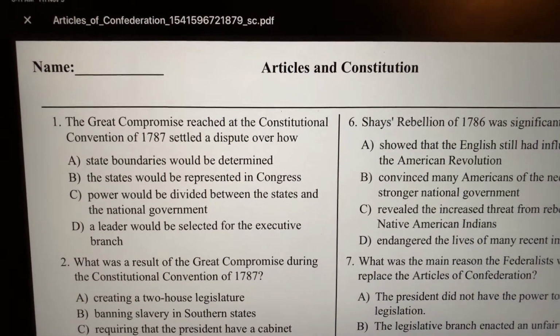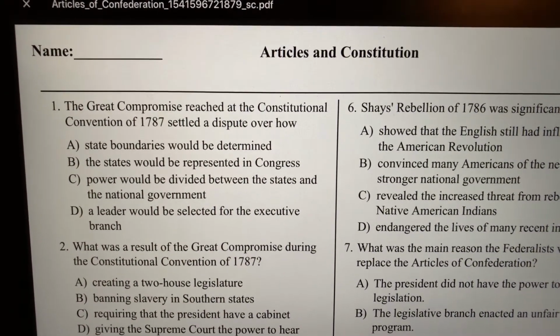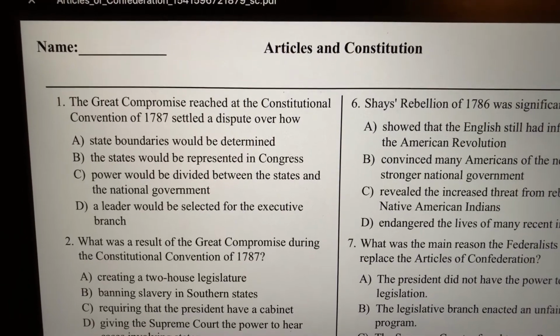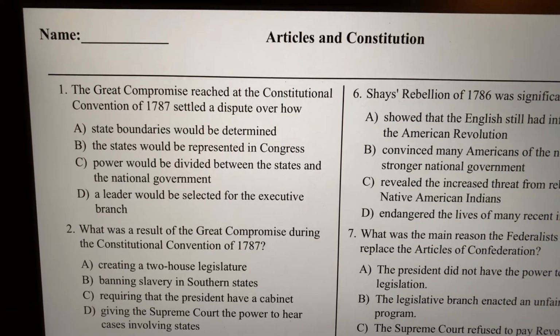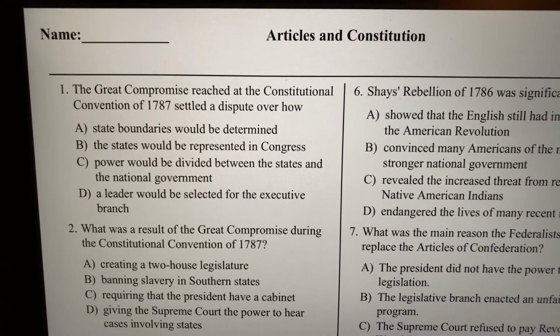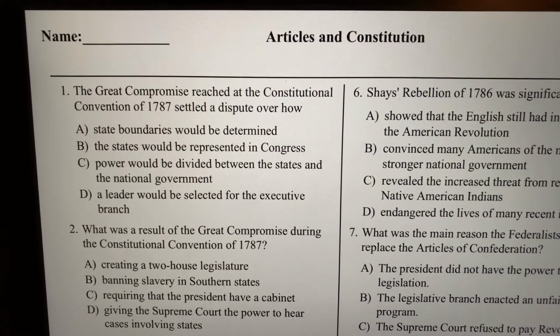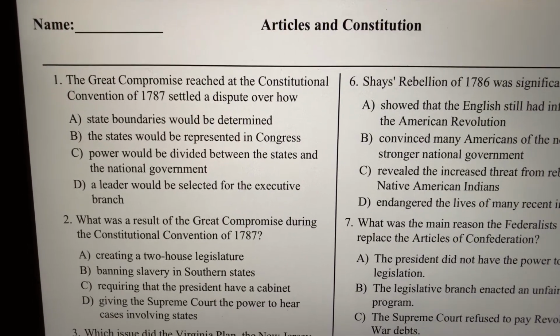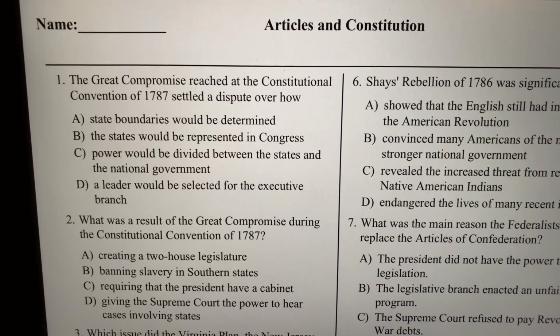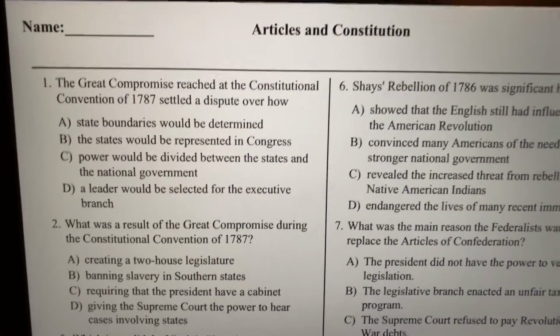Number 1. The Great Compromise reached at the Constitutional Convention of 1787 settled a dispute over how A. State boundaries would be determined, B. The states would be represented in Congress, C. Power would be divided between the states and national government, or D. A leader would be selected for the executive branch.